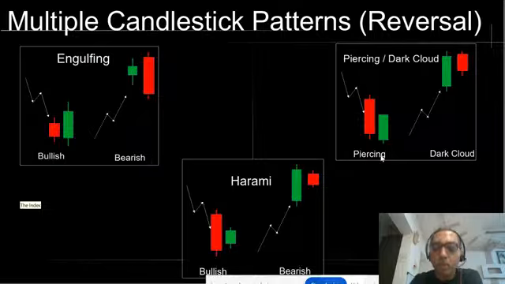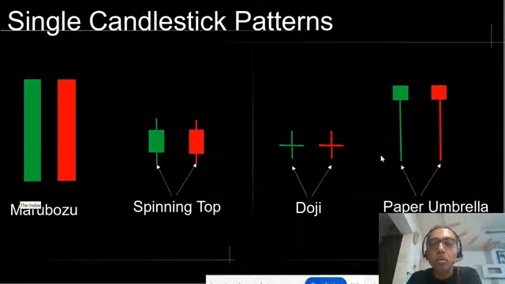There are multiple. Okay, let me put this slide. And any questions on this? Marubozu, spinning top, or umbrella and doji?